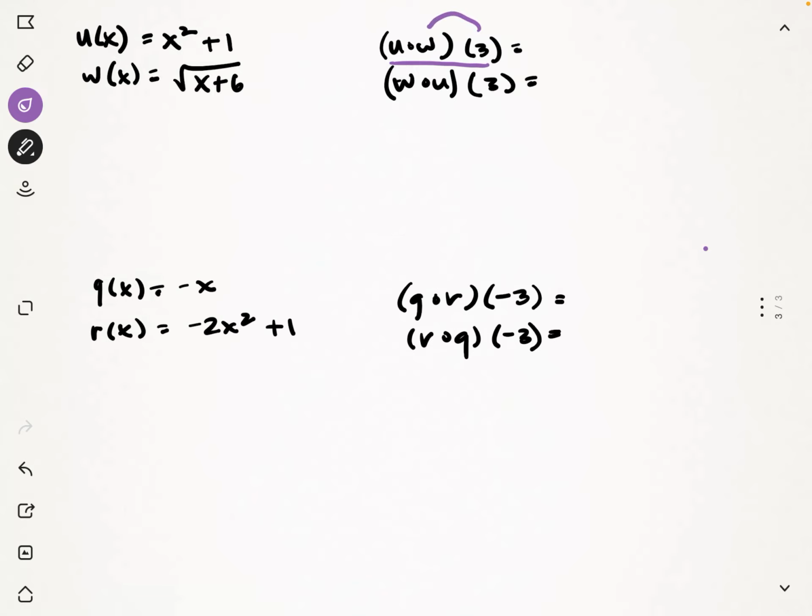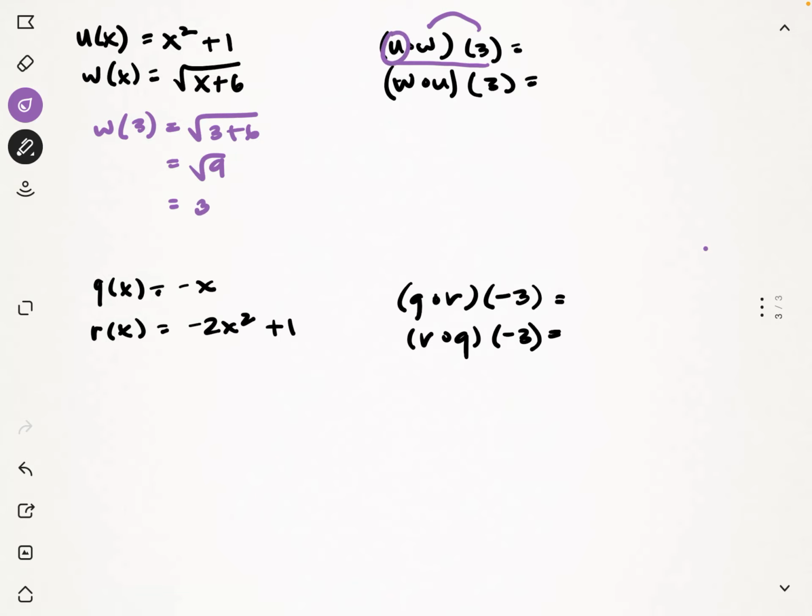So let's do w of 3. Okay, so we have 3 plus 6 in our square root. 3 plus 6 is 9. And I know that we've said in the past that we're going to do positive and negative every time we square root, but in this case, I think it's only asking us for one answer. So let's just take the positive. So the square root of 9 is going to be 3, right? And then we're going to take that and plug it into our u.